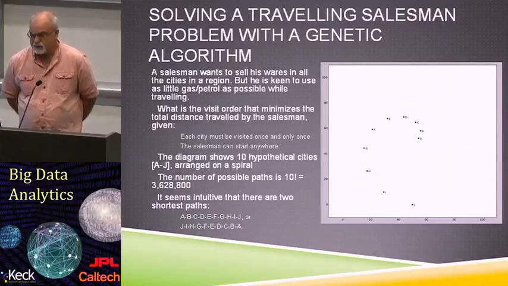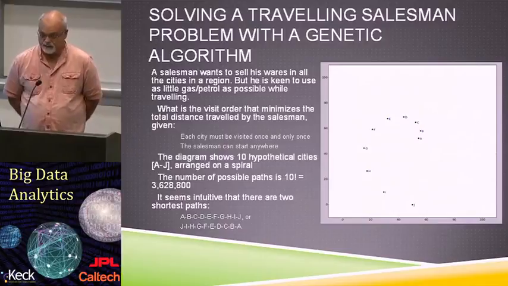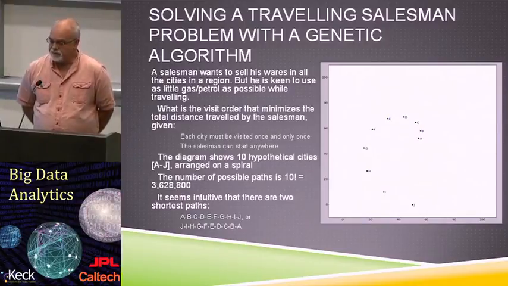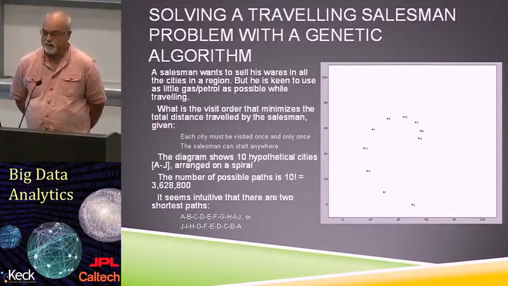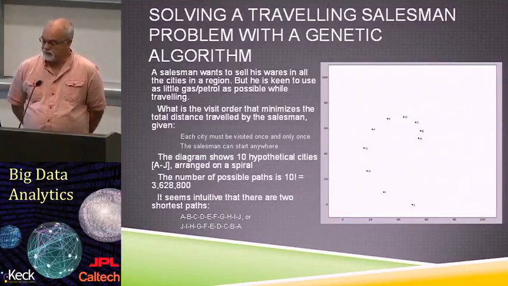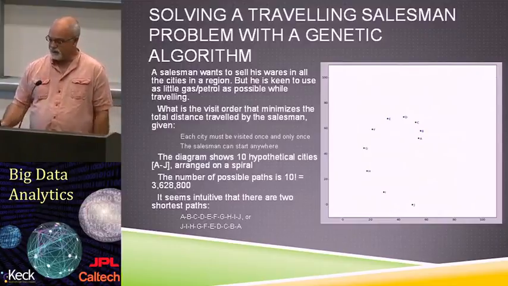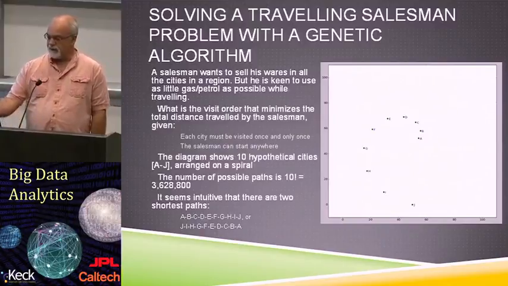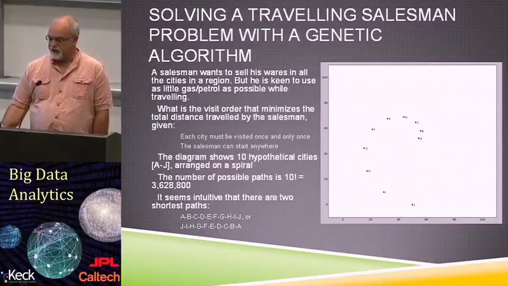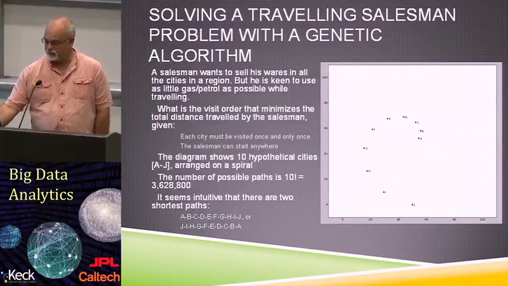So we've got these 10 hypothetical cities, and if you look at the number of possible paths, it's 10 factorial, which is just over 3.5 million possible solutions. Now, of course, if you've got a large computer, you could probably look at each one of those, but that's not a very elegant way of doing it. It does seem intuitive when you look at this diagram, and that's why I chose this spiral, that the shortest paths are in fact going A, B, C, D, E, F, G, H, I, J, or in the reverse order. So we'd expect our genetic algorithm to come to that solution.